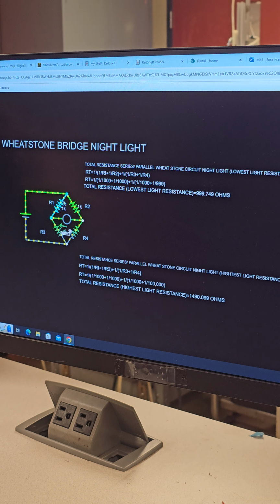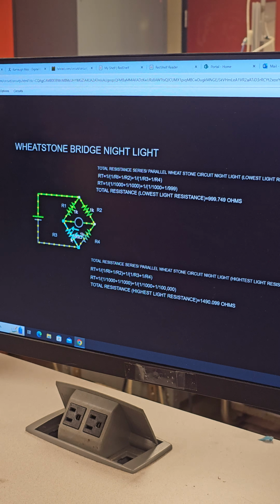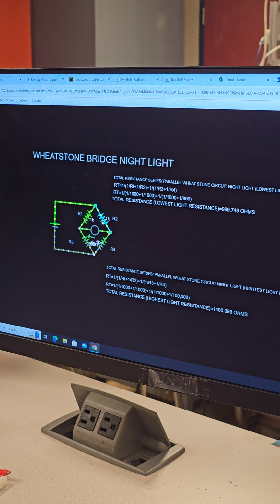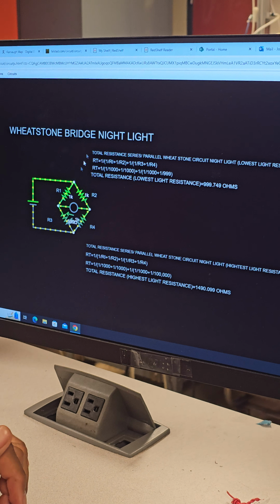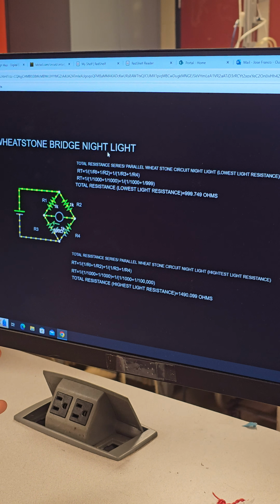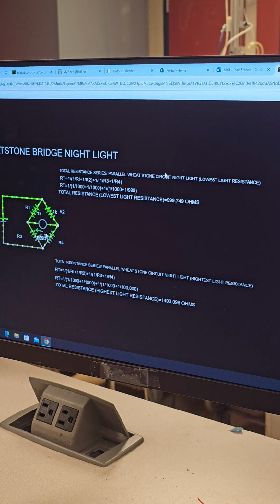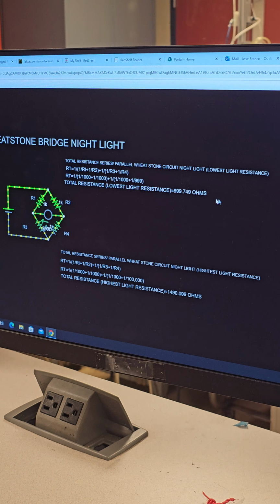In order to make this properly, you need 3 resistors and a photoresistor added in here, and an LED right in the middle, bridging the gap. You would have them set up like this, as well as in the practical side. So right now we are going to show you how to calculate the total resistance for both the lowest side and the highest side of the Falstad photoresistor's resistance.